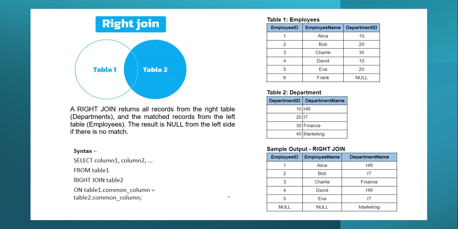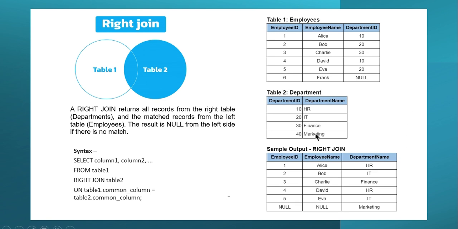And when we talk about the marketing department, department ID 40, it is included with null values for employee ID and employee name here, because there are no employees in this department, and since we had to retrieve all the records from the right table, we have done that. So in this output we can clearly see that we have retrieved all the records from the right table, that is our department table, and only the matching records from the left table, which is our employees table.